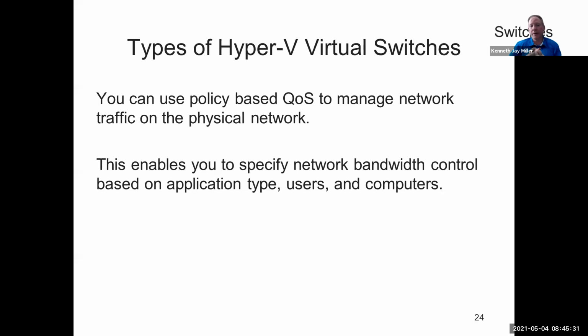Now you can use policy-based quality of service to manage network traffic on the physical network. This enables you to specify network bandwidth control based on the application, so not the protocol or what the traffic looks like, but what application it comes from, the user, and even their computer. So we could say, okay, say a network game. Let's say some people are playing Call of Duty or Fortnite or whatever on our network. And we know about that.